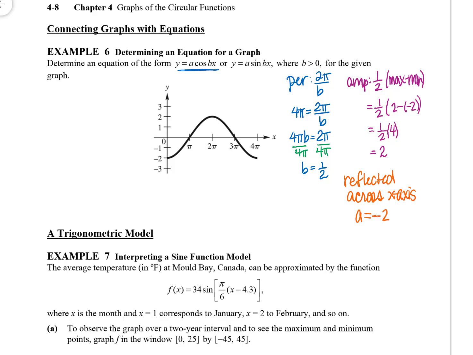Now I can write my equation. We have y is equal to A, which is -2, cosine of b, which is 1/2, times x.